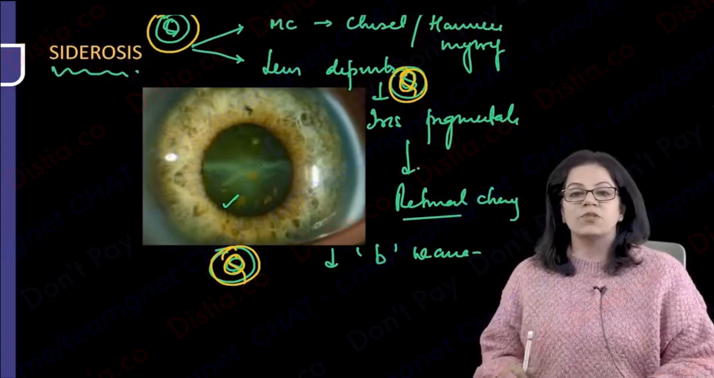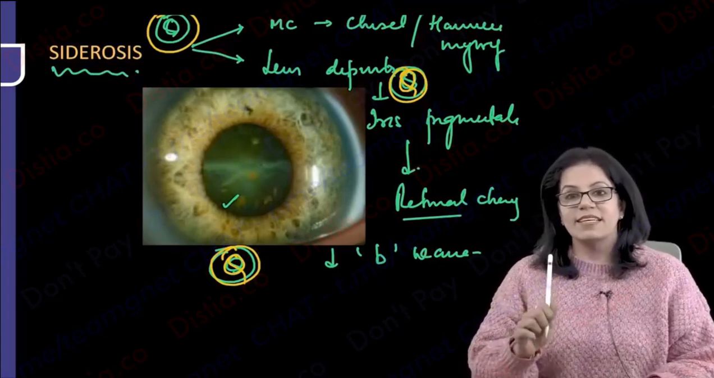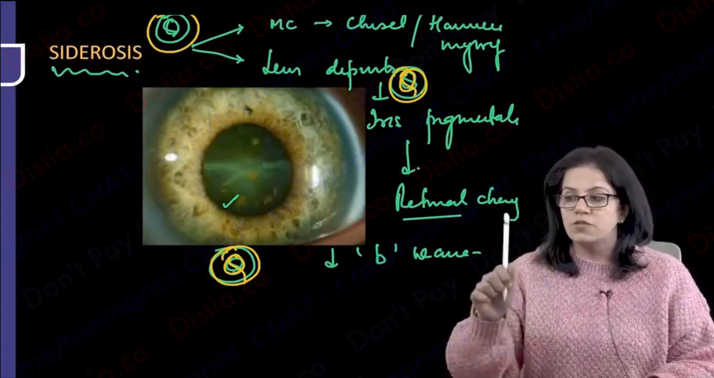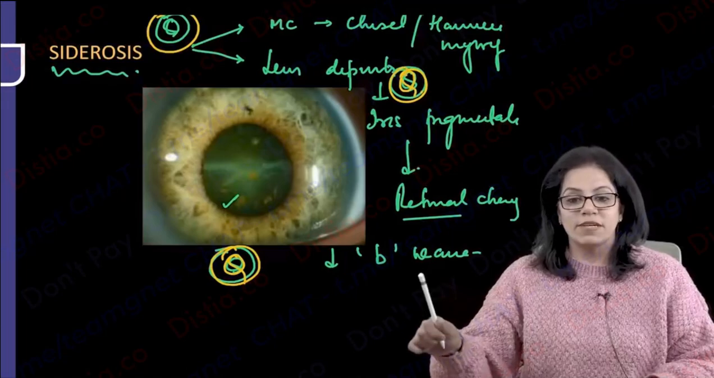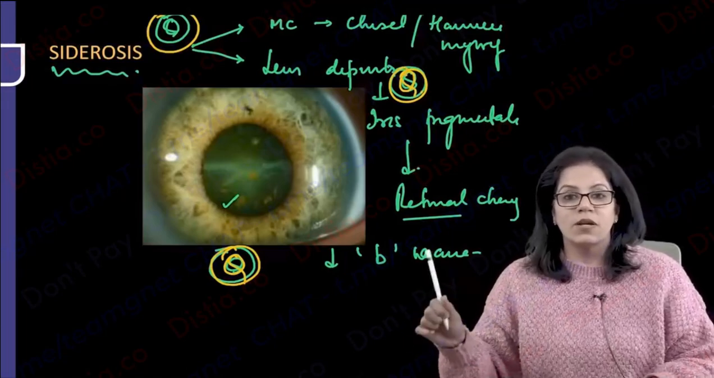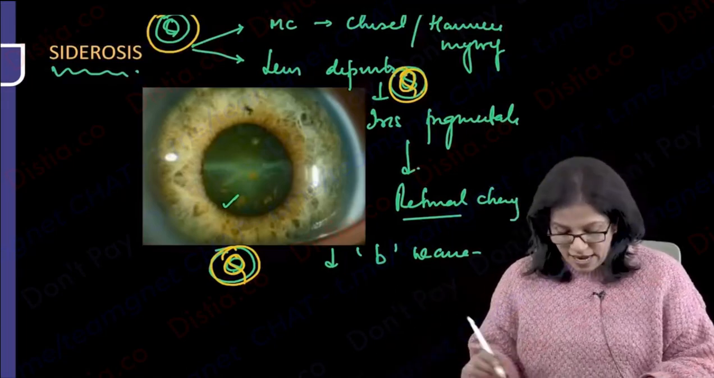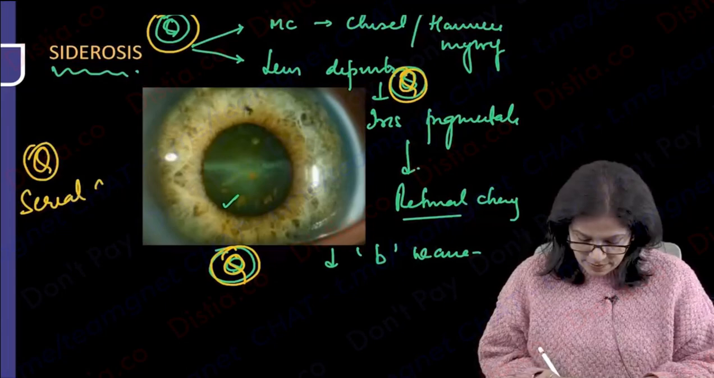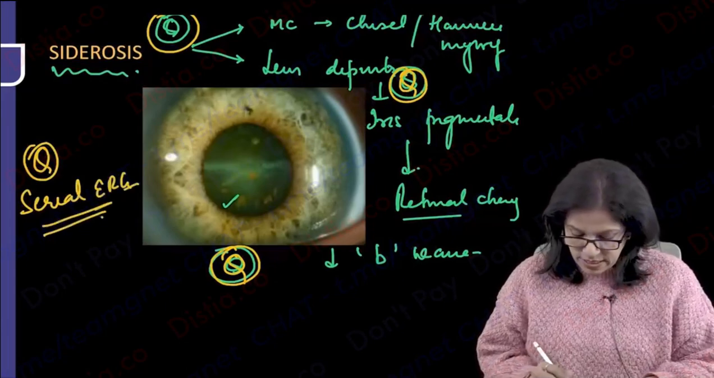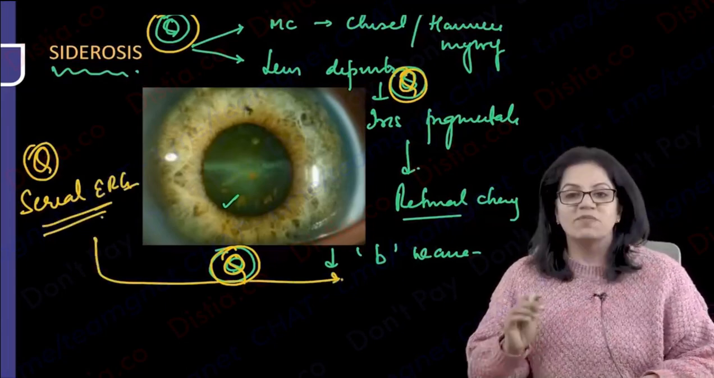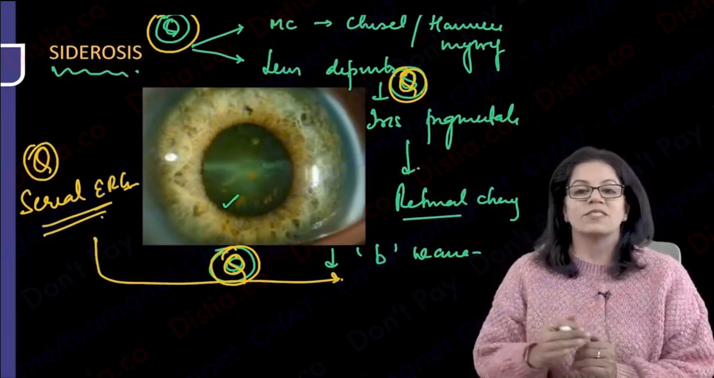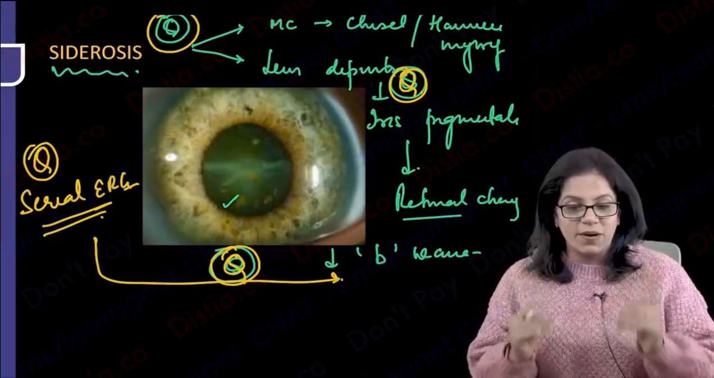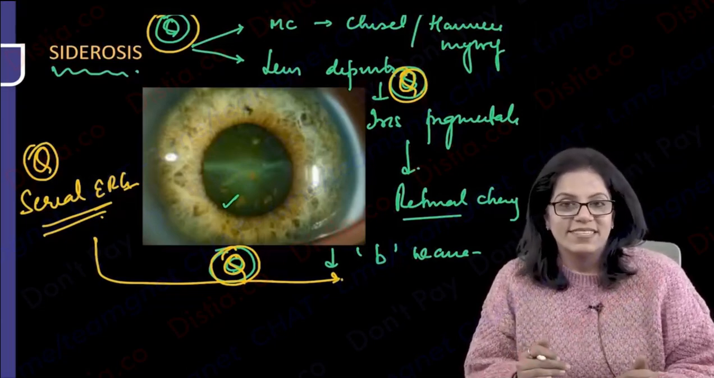And what was the question? It was not about decreased B wave this way. They had asked, you have a patient with siderosis, how are you going to monitor his progress? What changes is this intraocular iron causing in the eye? And our answer was serial ERG. I am going to go for serial ERG. What am I checking? I am checking the B wave. Is it diminished or not? So, serial ERG is required to monitor the siderosis.